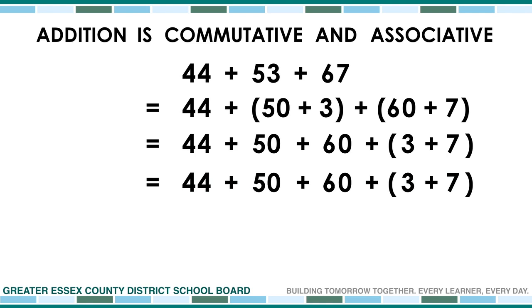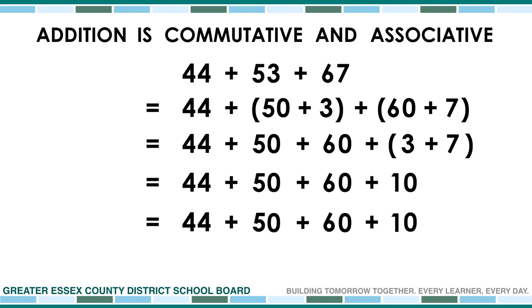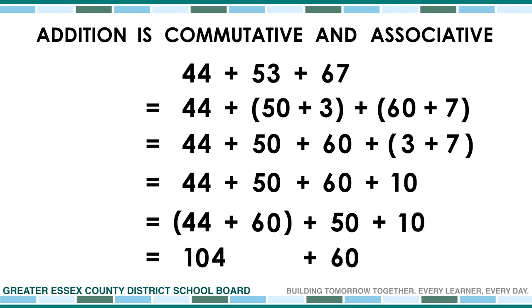Now, why would we want to reassociate 3 and 7? Well, I know that 3 plus 7 is equivalent to 10, and I'm really good at adding 10 to any number. Next, I could commute the 50 and the 60 addends in order to reassociate 44 and 60, since I know 4 tens plus 6 tens is 10 tens, or 100, plus another 4. And 50 plus 10 is 60.